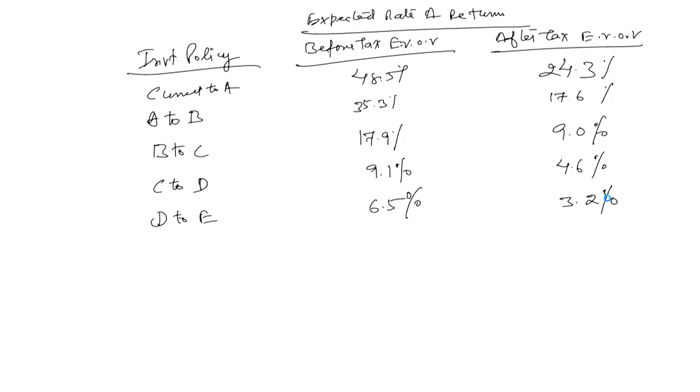Now, we will have to take a decision about which policy we should move from and which we should stop at. If you make this analysis of this table, you can say that if you move from the current inventory policy to policy A, then your operating profit, or you can call it the after tax expected rate of return, will go up by 24.3%.